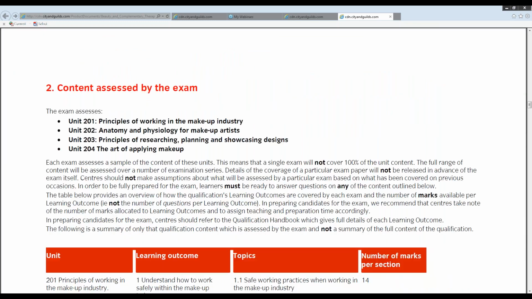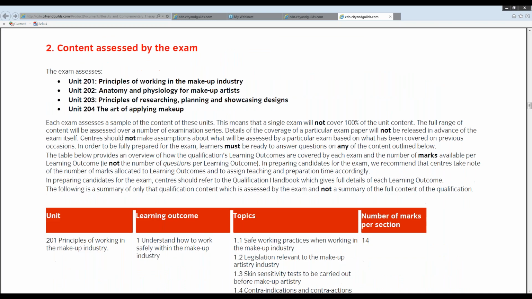Then we go into the content of the exam. If you came to my spring sessions, I did say to you at one point we thought that predominantly the knowledge test will be around principles of working, the 201 unit. But when we looked at that, it was then really heavy on the health and safety side. So we decided to break it up slightly more. So what it tells us now is these, in makeup artistry, these are the areas that will be tested. So it'll be Unit 201, 202, 203 and 204.